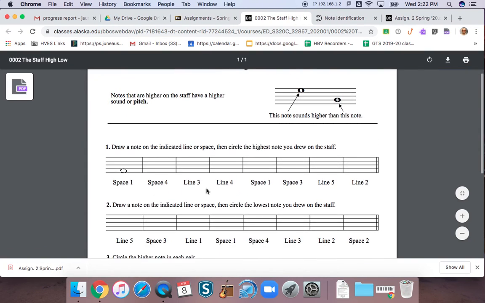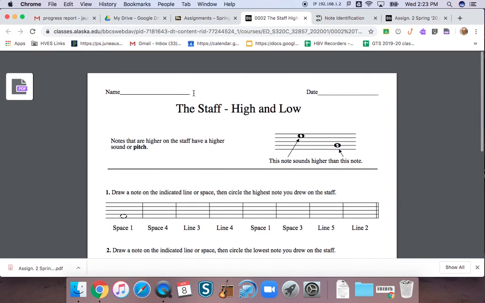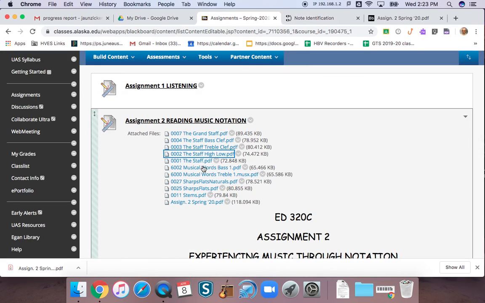And then we have the staff. Recognizing which notes are higher or lower. This note sounds higher than this note. Draw a note on the indicated line or space, then circle the highest note you drew on the staff. So it says, draw a note on space 4, and then you'll draw a note on line 3. Follow these directions, but make sure that you circle the highest note so you visually can see which note is the highest up, and the answer's up there. So just really read the directions thoroughly, and it shouldn't be too difficult. The answers are on the same sheet.